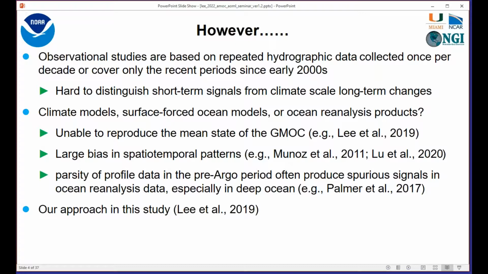So ocean reanalysis is a great product. We use it all the time, but it still has some issues, and it may not be an ideal tool to investigate these long-term interdecadal changes in AMOC. So our approach is a little different.